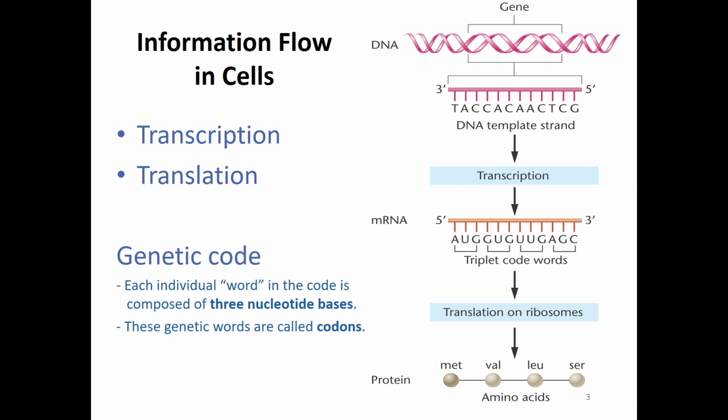Okay, as we discussed before, information flow basically goes from a gene to an RNA, mRNA. If you notice here, we have the DNA template strand. You have to know the name. This is the template. So the mRNA is complementary to the template strand.